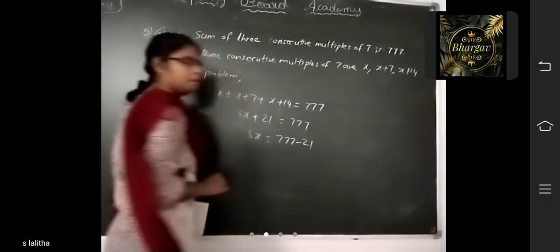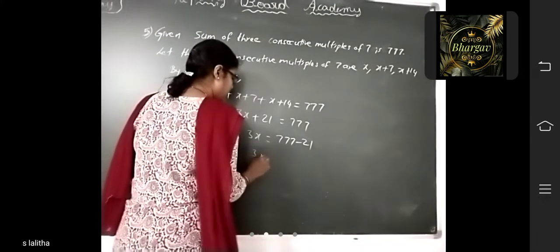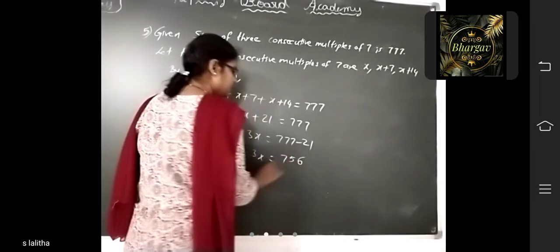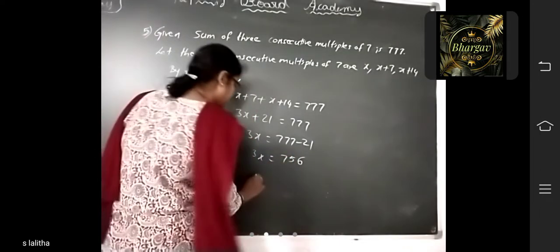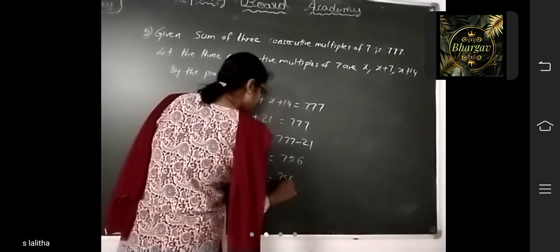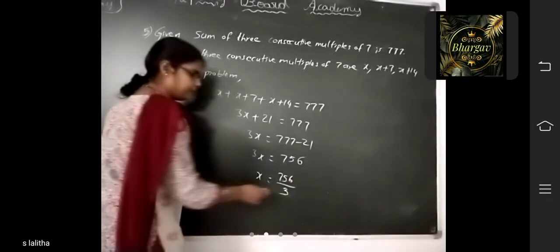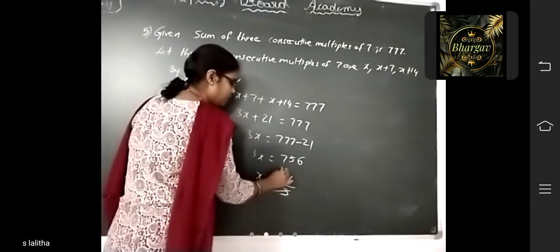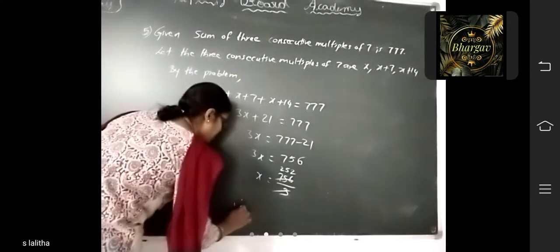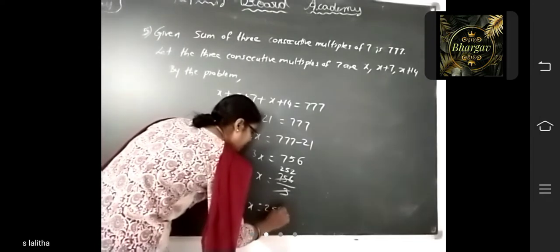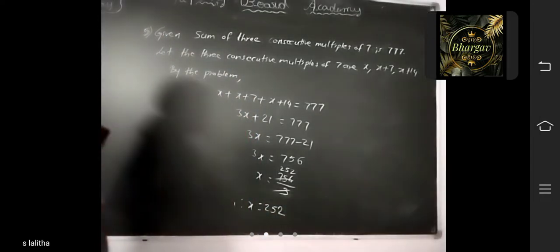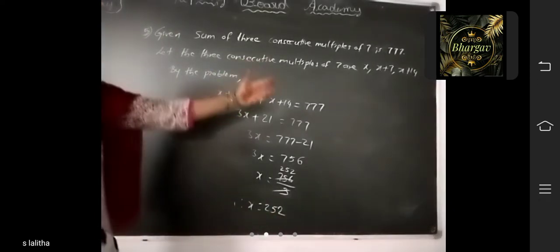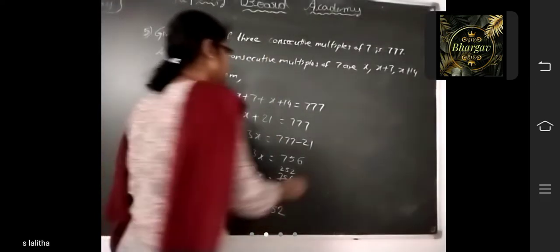Now 3x is equal to 777, and 21 is transposed to the right-hand side. What will become? Minus 21. So 3x is equal to 777 minus 21, which is 756. x is equal to 756 by 3. Cancellation: 3 to 6, 1 is remaining, 15, 3 5's are 15, 3 to 6. So therefore x is equal to how much? 252. That is the x value.